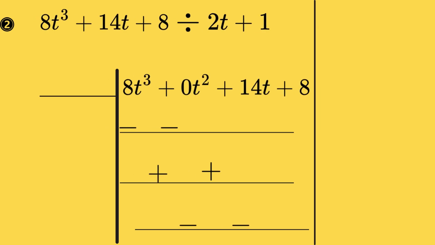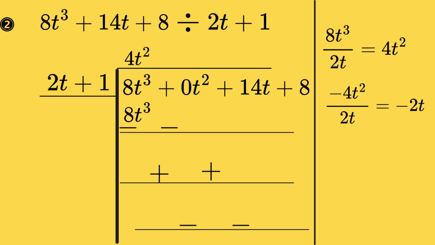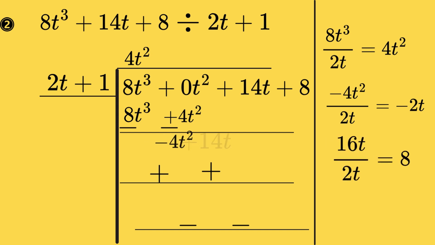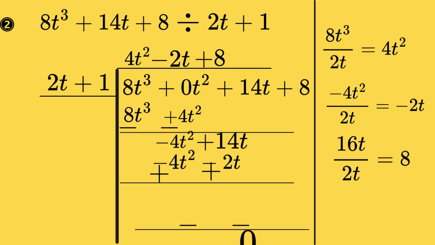Let's go to our next problem, which is 8t cubed plus 14t plus 8 divided by 2t plus 1. So now we will divide the first term of the dividend, that is 8t cubed, by the first term of the divisor, that is 2t, which is our first step. And then we will get 4t square, which we will put as our quotient.